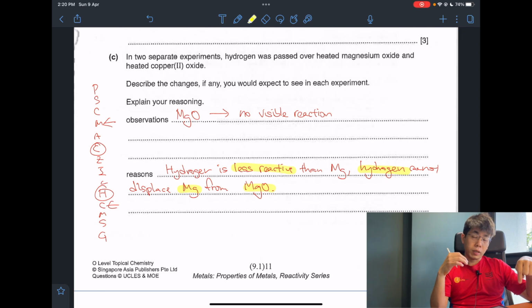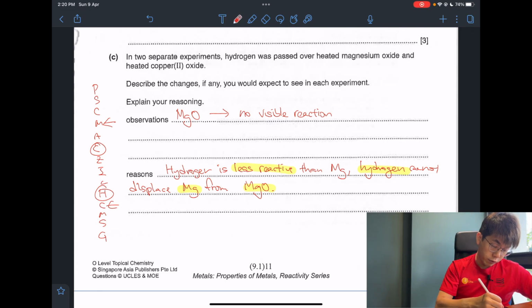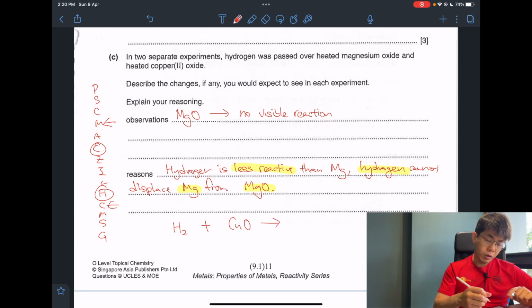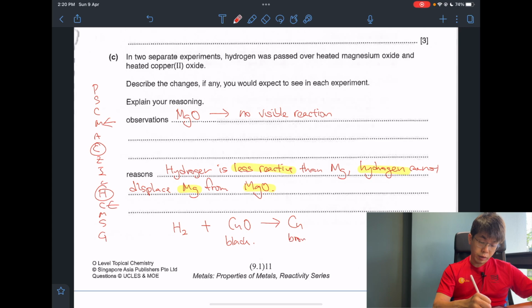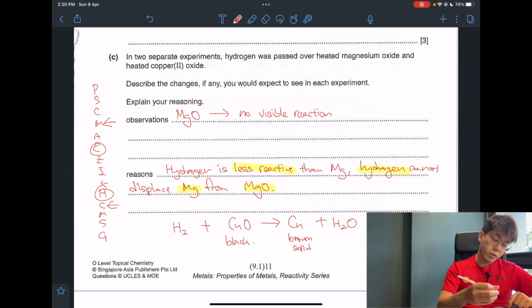Now let's take a look at the next one, hydrogen and copper oxide. This one might be a bit hard for us to imagine, so we'll just write it out first. We have hydrogen and copper oxide. Copper oxide, we all should know, is black. If this displacement reaction occurs, the copper should come out, and we know that this is a brown solid. And then water is formed, which will actually be a gas, but it will condense. We'll write out the reasons first, so that might be easier for us.